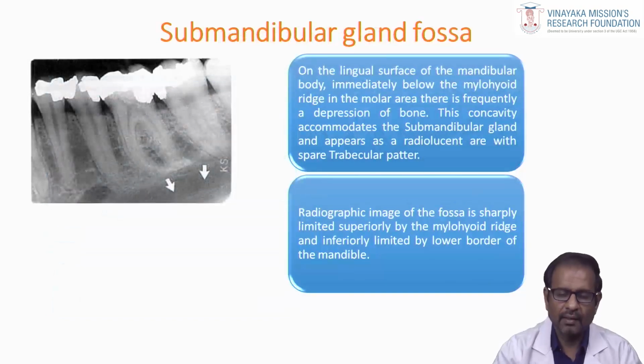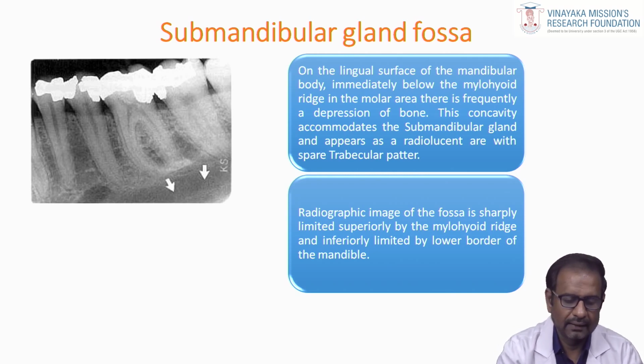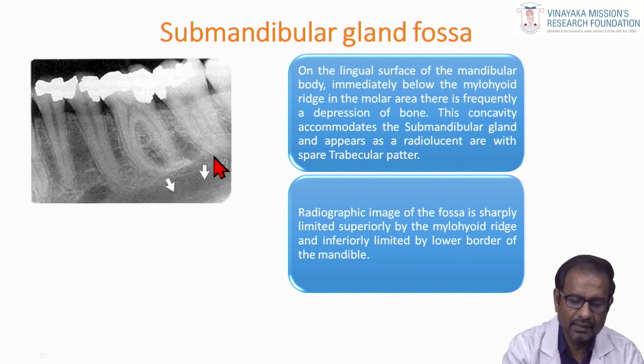So next, the submandibular gland fossa. On the lingual surface of the mandibular body, immediately below the mylohyoid ridge in the molar area, there is a frequent depression of the bone. This concavity accommodates the submandibular gland. In this radiolucent area, usually the submandibular gland is accommodated.